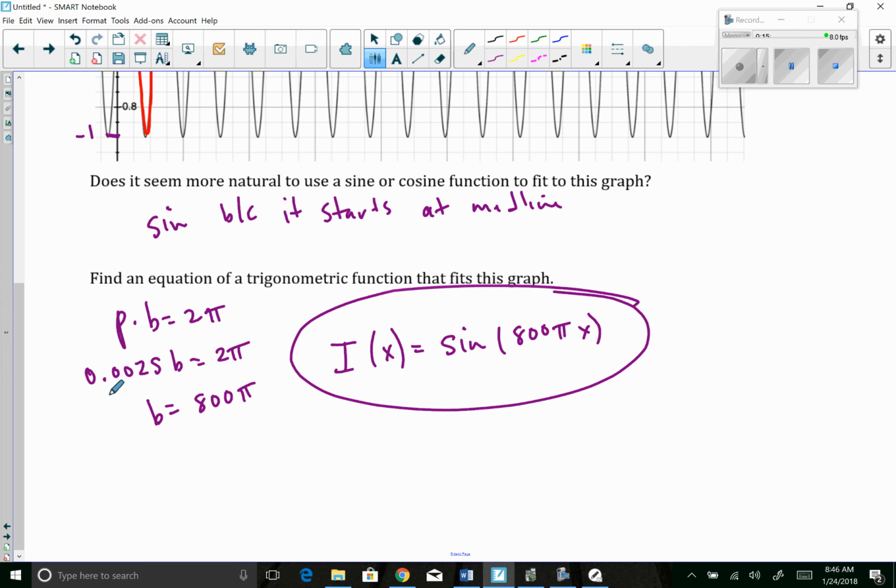If you use a different number for the period, this number 800 pi might be slightly different. Say, for example, you thought it was 0.0022, which is totally a good way of representing it. You're just going to have like 909 pi there instead of 800 pi. It's totally fine. There's some room for human error here.